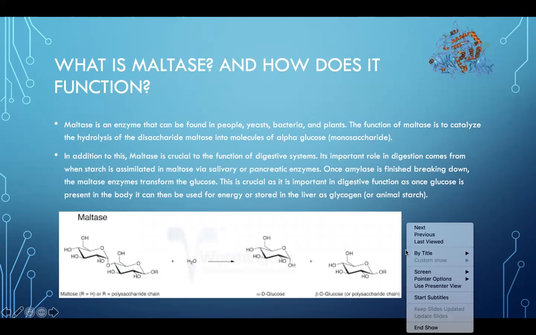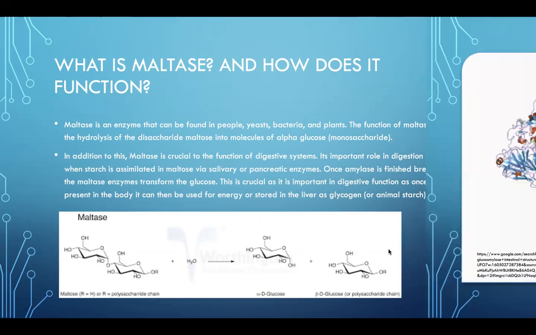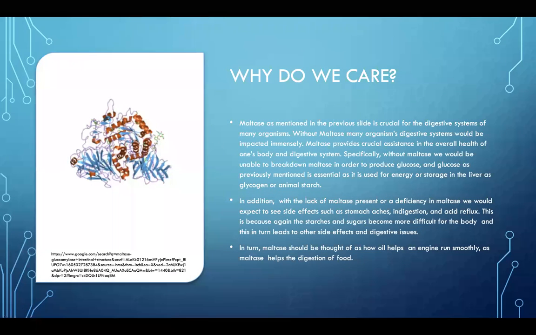Now we're going to look at why this is important to us. Maltase, as mentioned in the previous slide, is crucial for the digestive systems of many organisms. Without maltase, many organisms' digestive systems would be impacted immensely. Maltase provides crucial assistance in the overall health of one's body and digestive system. Specifically, without maltase, we would be unable to break down maltose in order to produce glucose. And glucose, as previously mentioned, is essential as it is used for energy or storage in the liver as glycogen or animal starch.